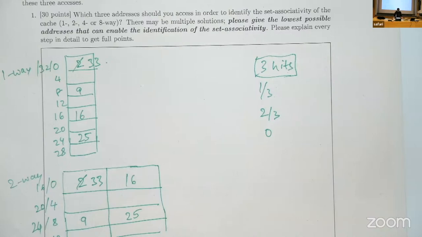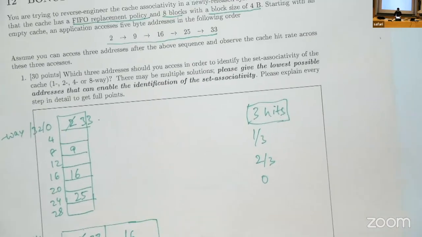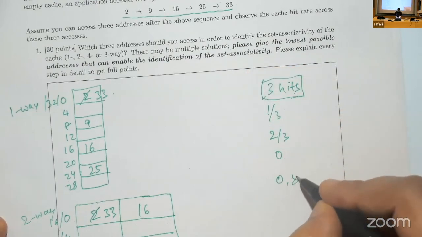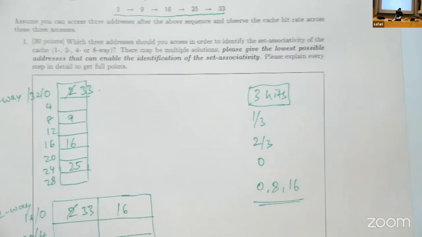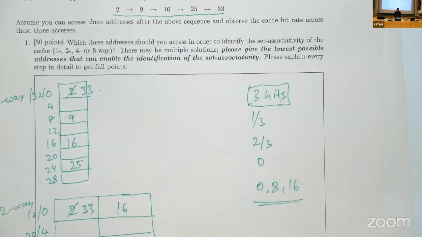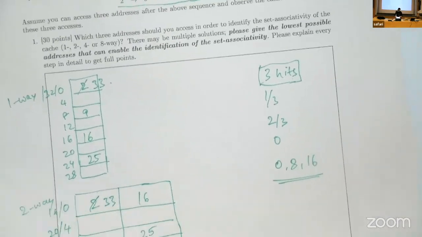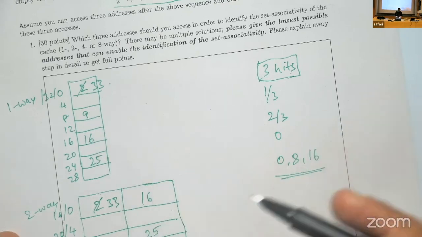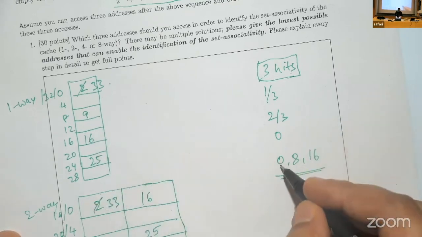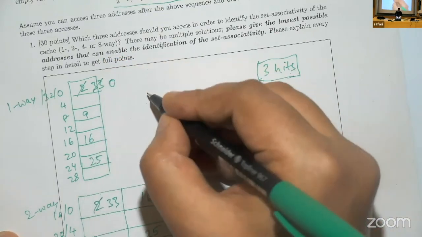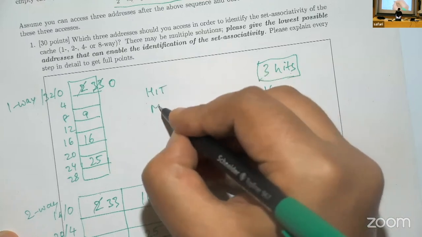So we'll start with, let's say, 2, 9, and 16, or basically the starting addresses of these blocks: 0, 8, and 16. If you choose anything in the middle, let's say 4 or 12, you will still have a miss in all these associativities. So with 0, 8, and 16, let's see what the hit rate will be in 1-way. We'll access 0 again, which means that 33 has to be replaced. We'll have 0, and here I'll just mention the hits and misses.